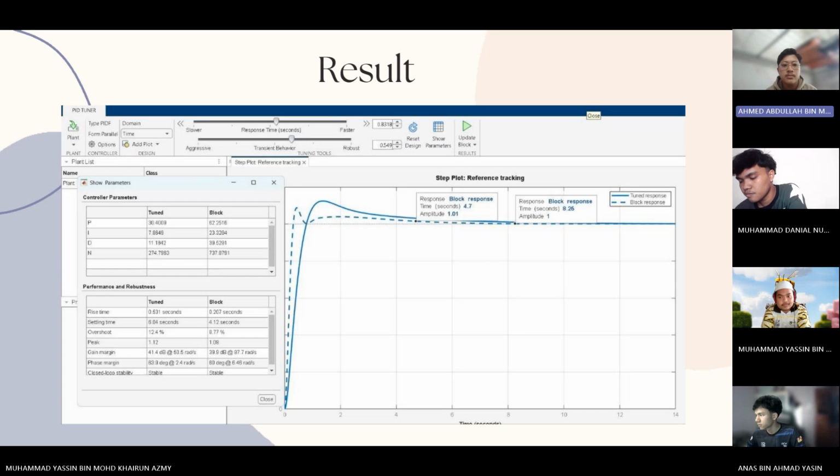Very well. Now I will explain the results for task 1. As we can see, the rise time is 0.531. The settling time is 6.04 seconds. The overshoot is 1.24%. The gain margin is 41.4 dB. The phase margin is 63.9 degrees. The closed-loop stability is stable.